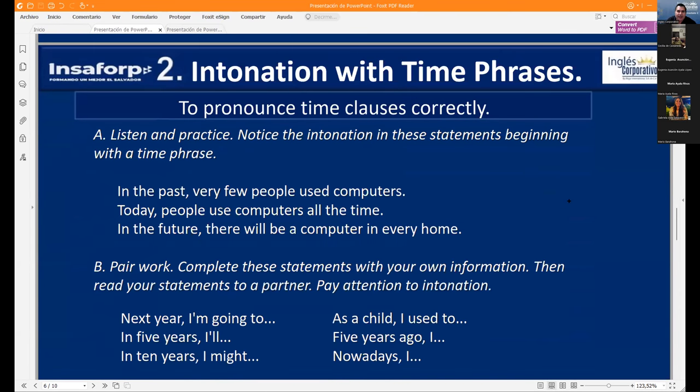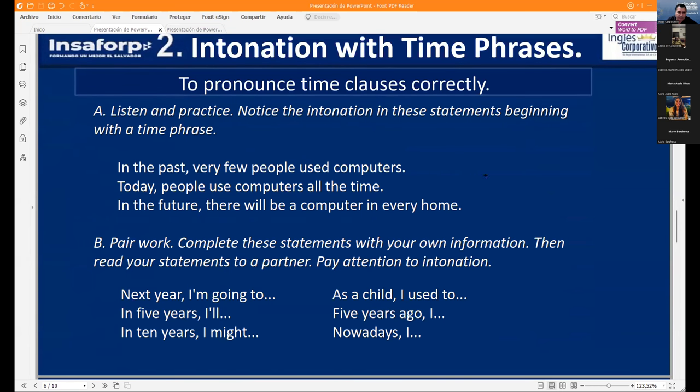Intonation with time phrases. The purpose is to pronounce time clauses correctly. Listen and practice. Notice the intonation in these statements beginning with a time phrase. In the past, very few people used computers. Today, people use computers all the time. In the future, there will be a computer in every home. Okay, again. In the past, very few people used computers. Today, people use computers all the time. In the future, there will be a computer in every home.